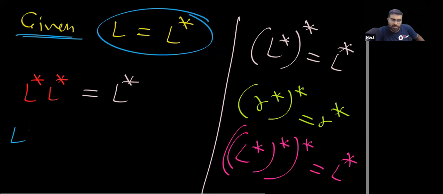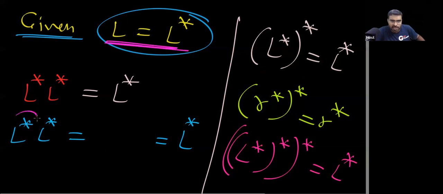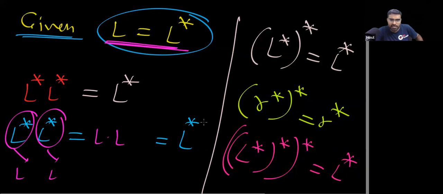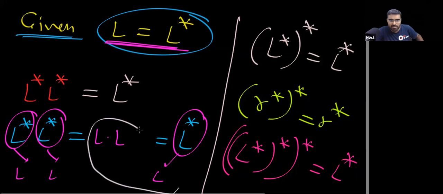Now you tell me, L star star is the same as L star. And L star is the same as L. So I can say LL is the same as L star, which is the same as L. So can I say that they are equal? So this is a very easy proof.